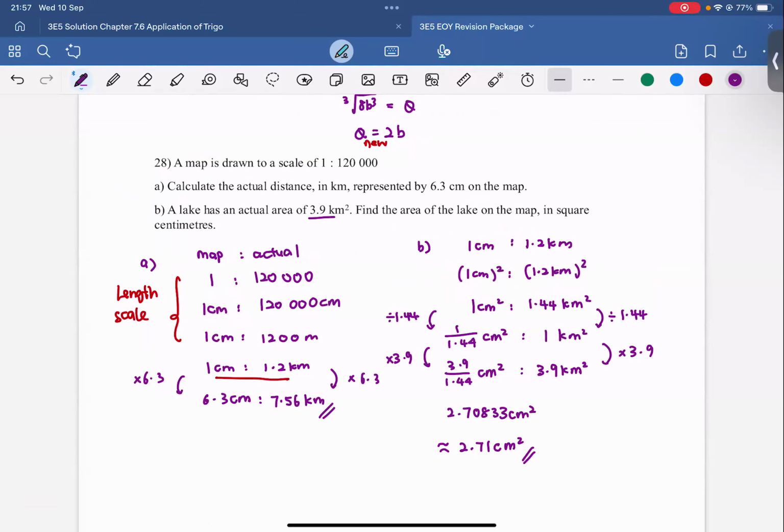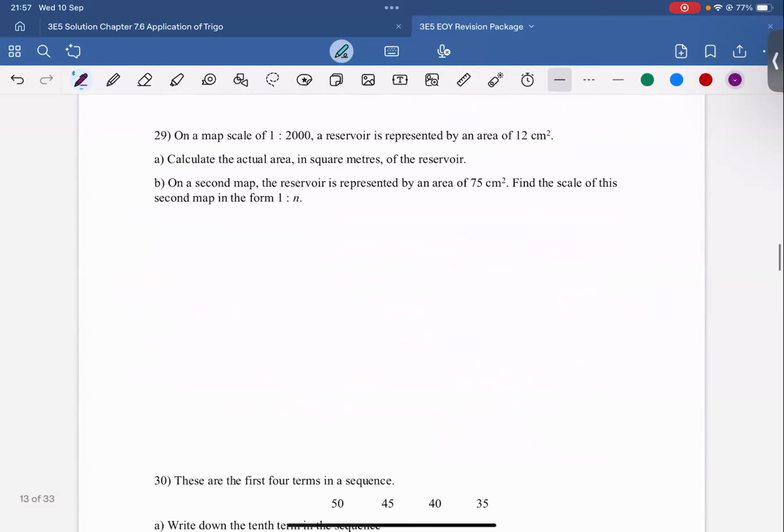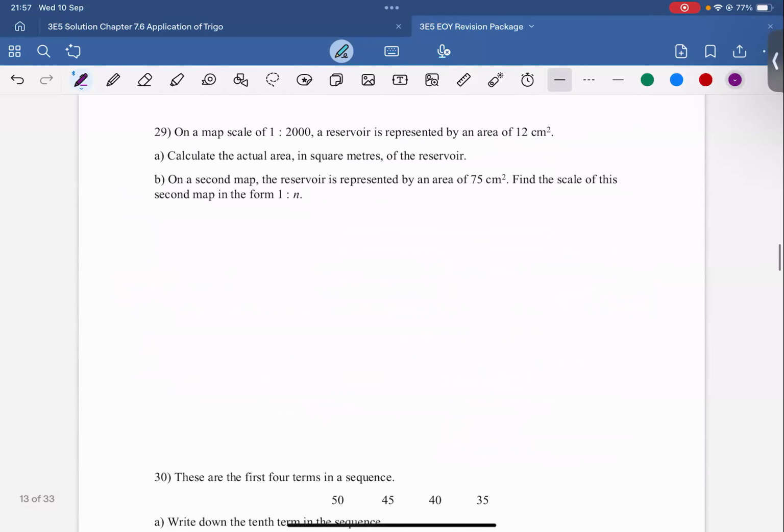Okay, so next, also map and scale. On a map, this is represented by this, calculate this in square meter. So same thing, map, actual, 1 cm is to 2000 cm. Meter, 20 meter. Number is nice enough. But then this is area, so we need to square this to get our area.